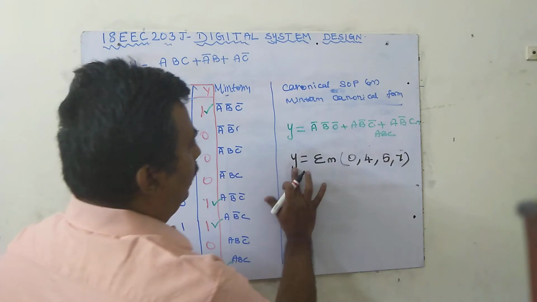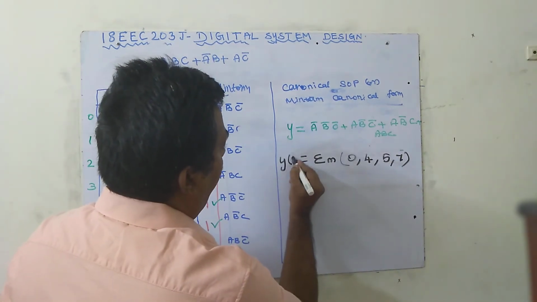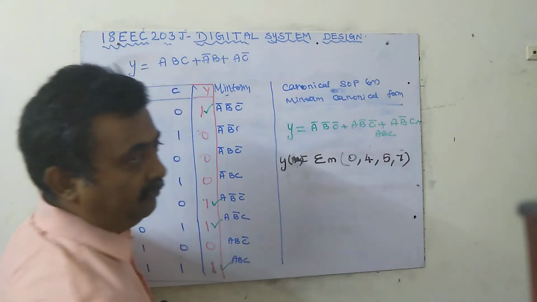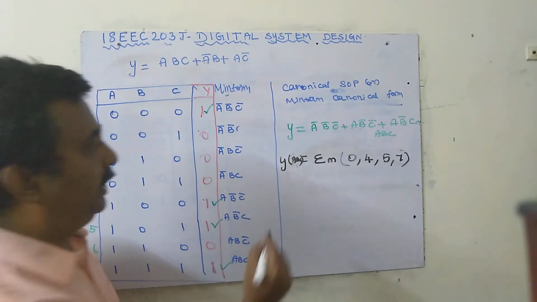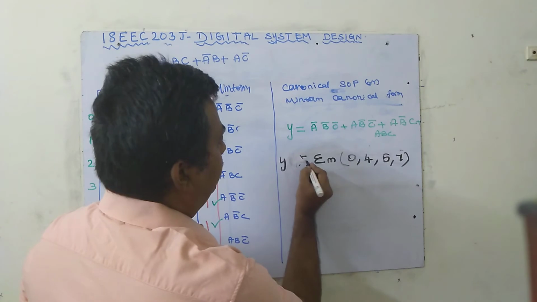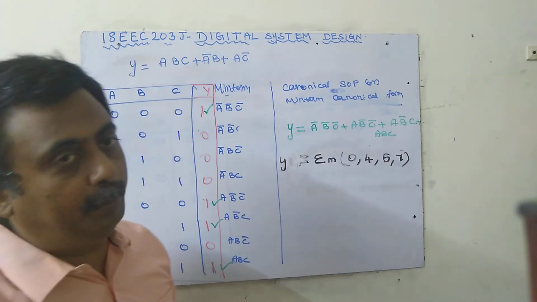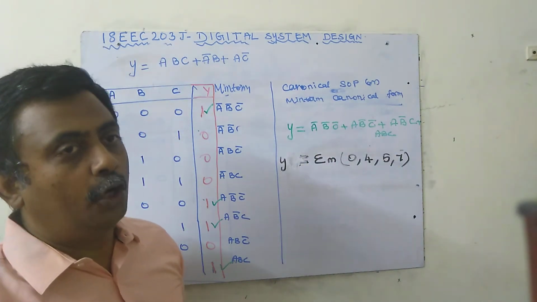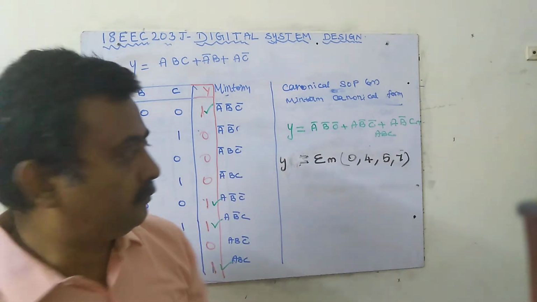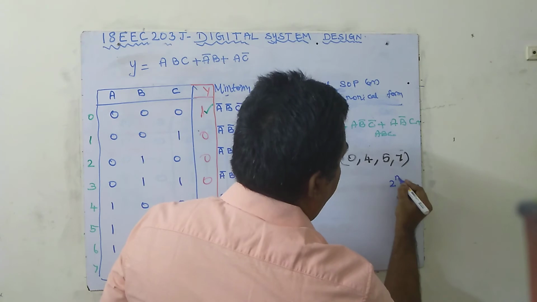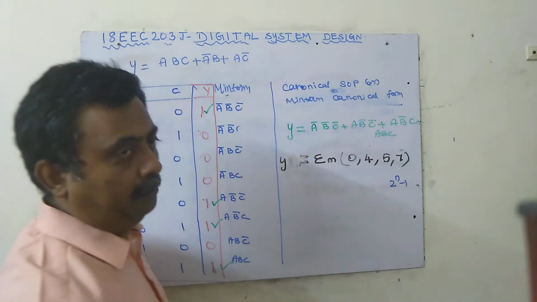Normally they will give it like this, y equal to a b c. If they give that, we can easily identify this is a 3 variable problem. But sometimes they won't give it; they will give only y equal to. So we have to work out how many variables. It is 2 power n minus 1, where n is the number of variables, the maximum number.